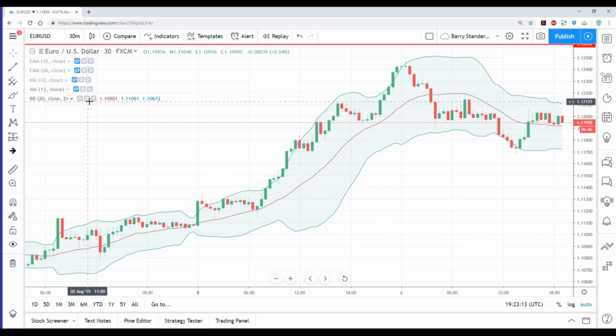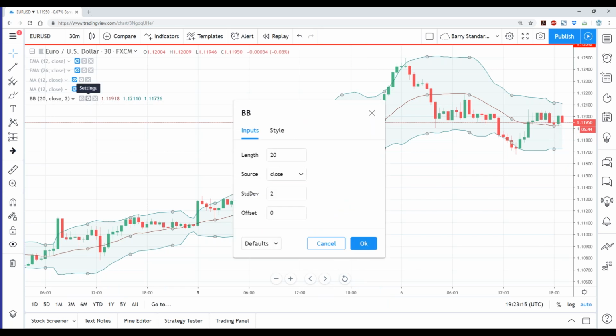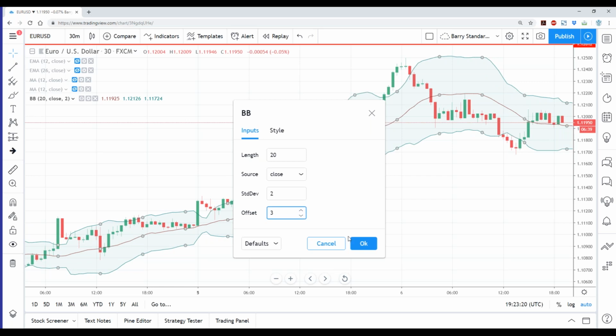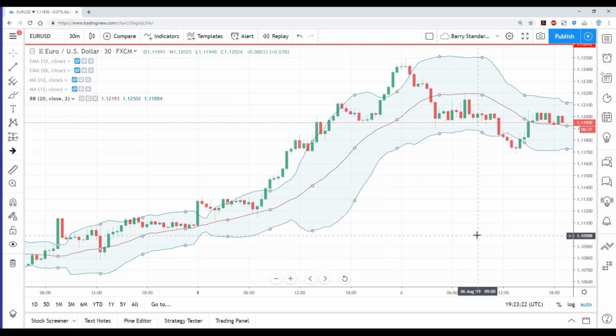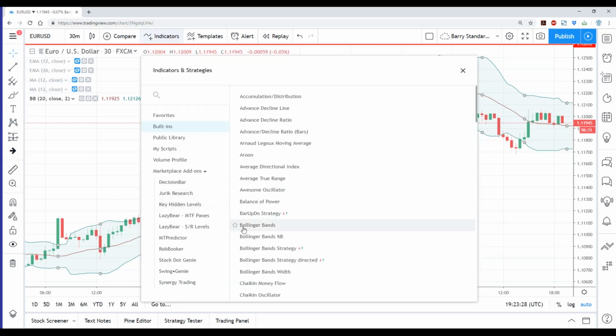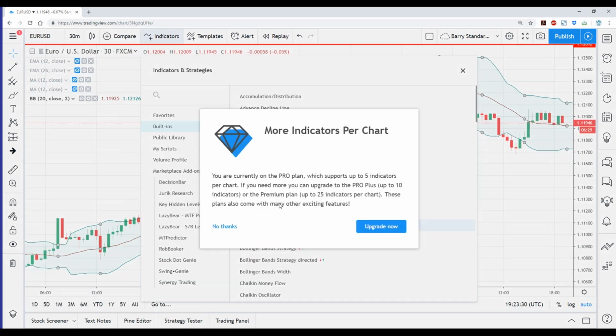If we were to take this 20-period moving average and offset it by 3, okay, we've now just shifted it forward in time. So let me put 2 of them on the chart so you can see Bollinger Bands.